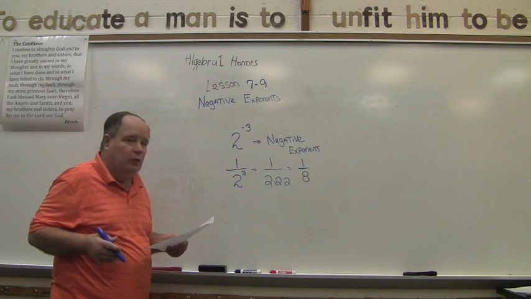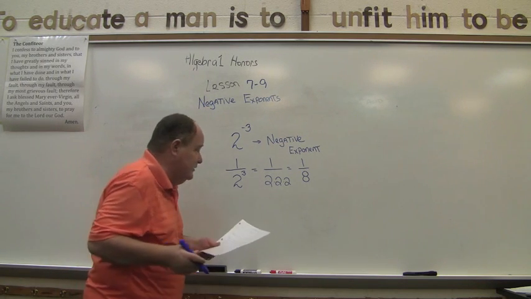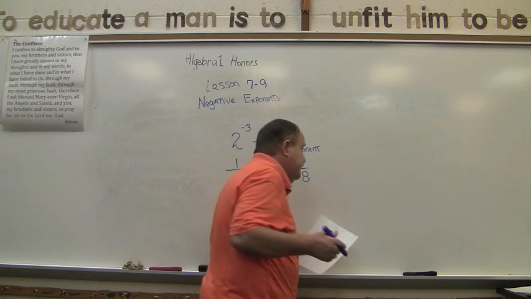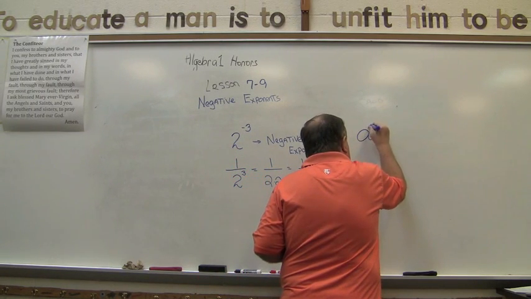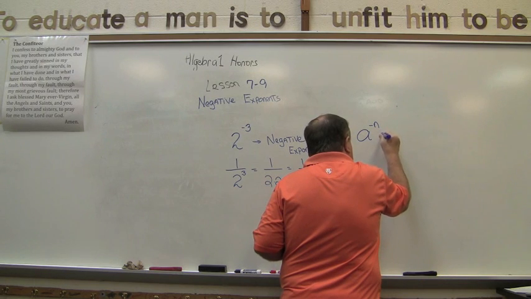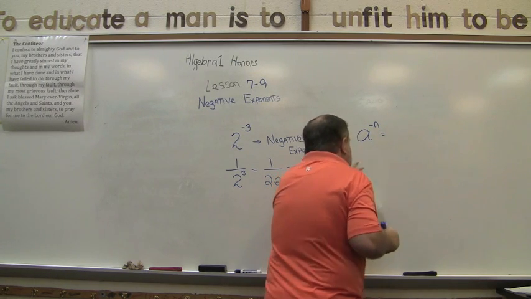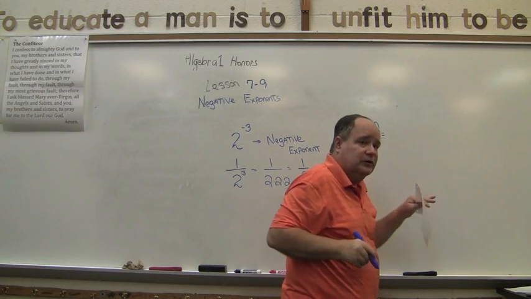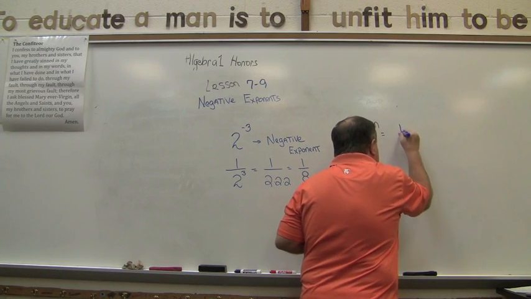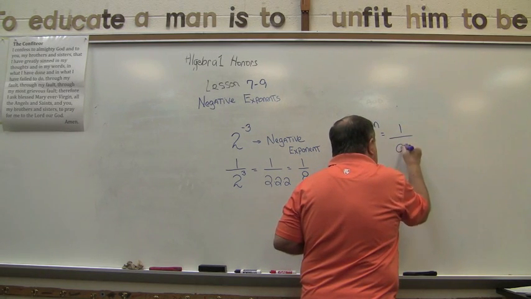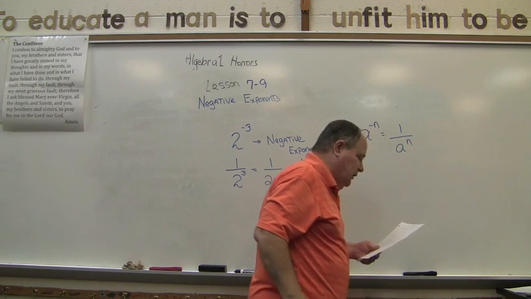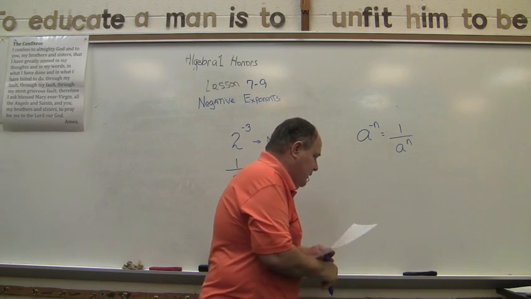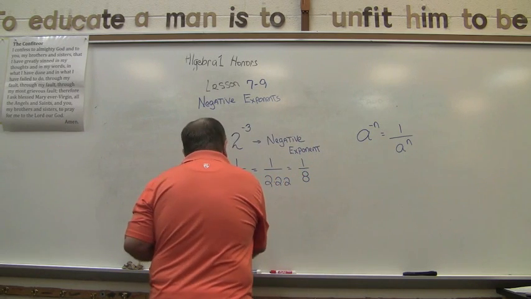Now the rule for this says this, and this is the generic rule for negative exponents. If you have a to the negative n power, to be able to solve this, you take the reciprocal, which is going to be 1 over a, and we write it like this, 1 over a, and we change its sign to a positive. Now let's work a couple more of these problems, and then we'll move on.